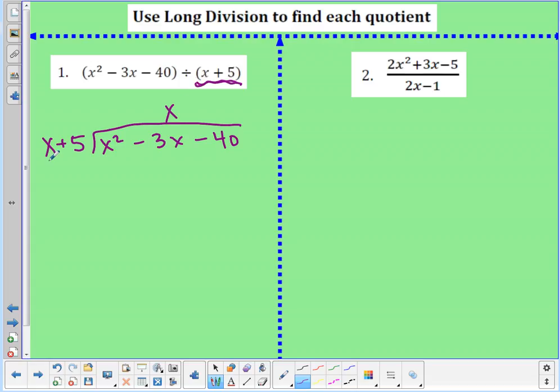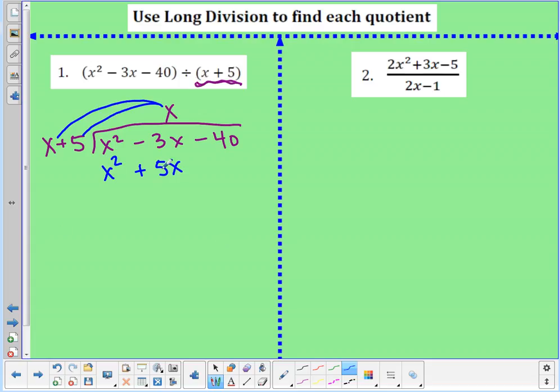So x times x, now I multiply. And this is like distribution. This x has to be multiplied by both parts. So I have x times x, which is x squared, and then I have x times 5, which is 5x. And now you can see why I have them lined up, because all of my x terms are going to be in this column, all of my x squareds here, all of my constants there, all of my like terms are going to be lined up in columns.